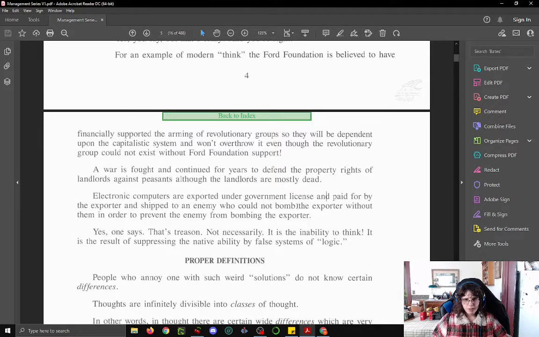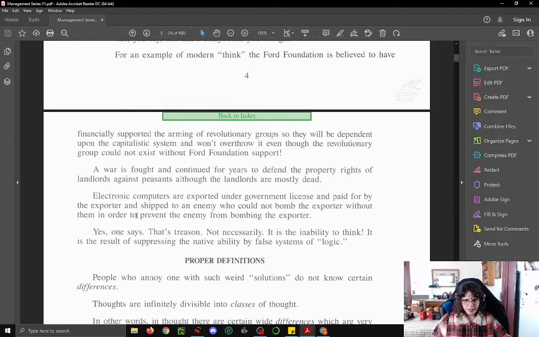So the point is, the enemies need the computer to bomb the exporter. But bombing the exporter means no more computers. Yes, one says, that's treason. Not necessarily. It's the inability to think. I'm just going to flat out say that's wrong, without technically having any knowledge of what he means.